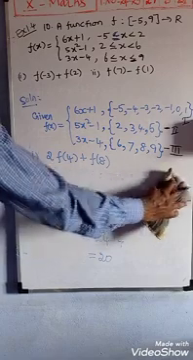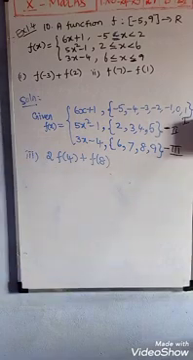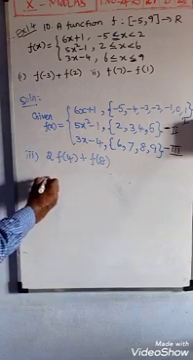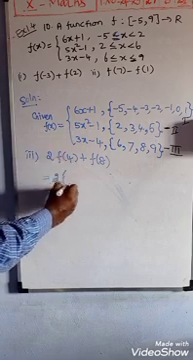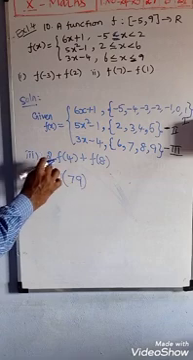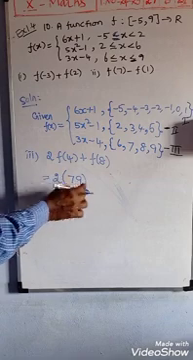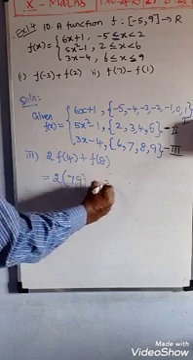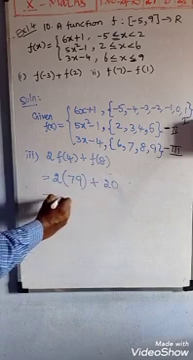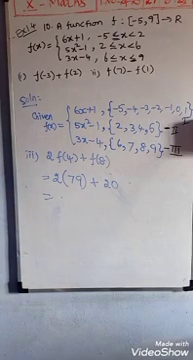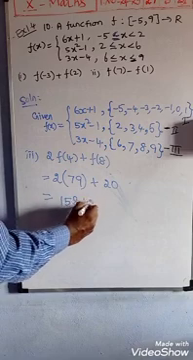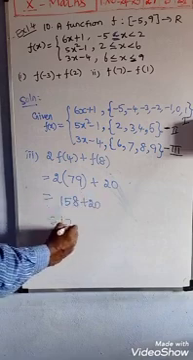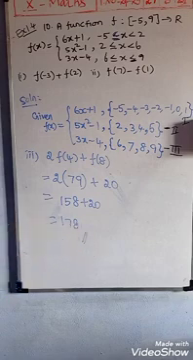Now substitute. This question equals 2 times f of 4, which is 79, since 2 is in front, so 2 times 79 plus this value, 20. 2 times 79 is 158, plus 20, you add, and you get the answer 178. So the third point is over.